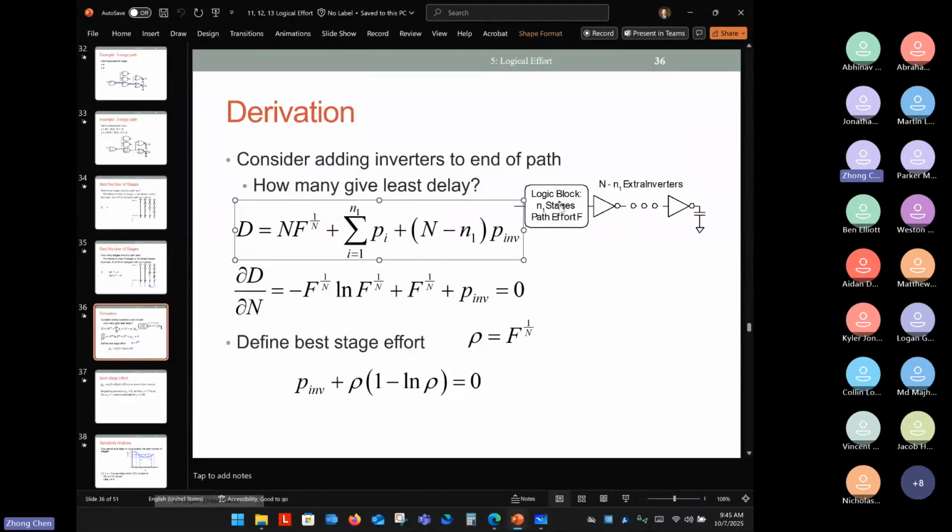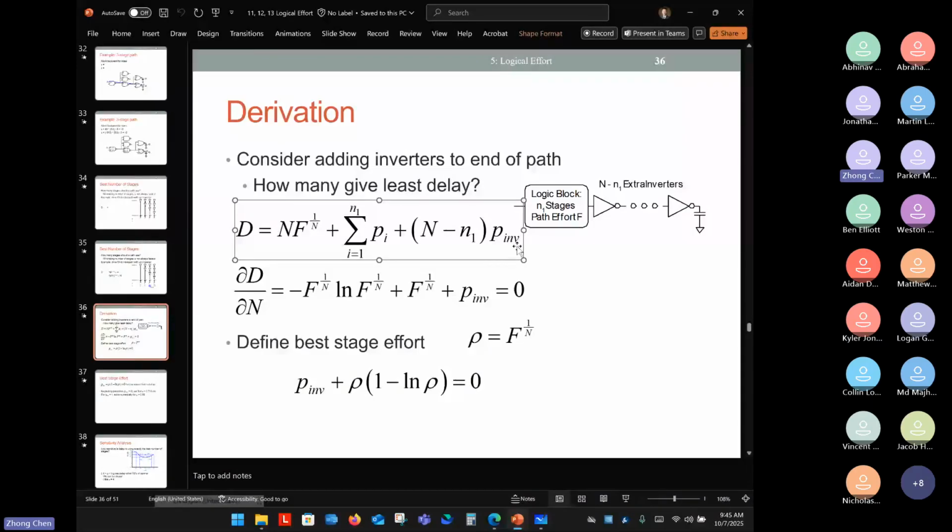So for this logical block, the P_i, from one stage to the N1 stage, the total will be just adding them together. And then the rest of them will be inverters. The P inverter will be equal to 1. So you have a number of stages which is N minus N1 for these inverters. So the total parasitic delay for the inverter portion will be capital N minus N1 times the P inverter, which is equal to 1.